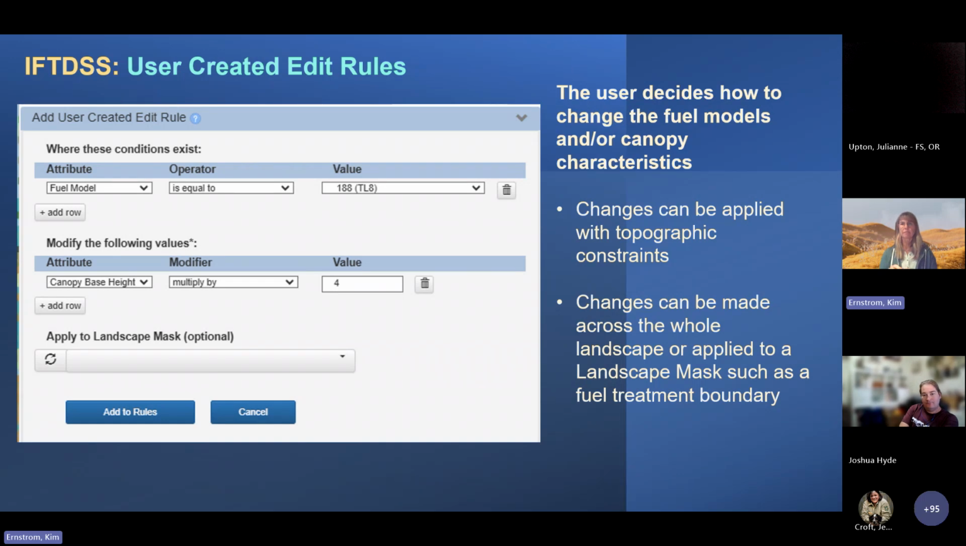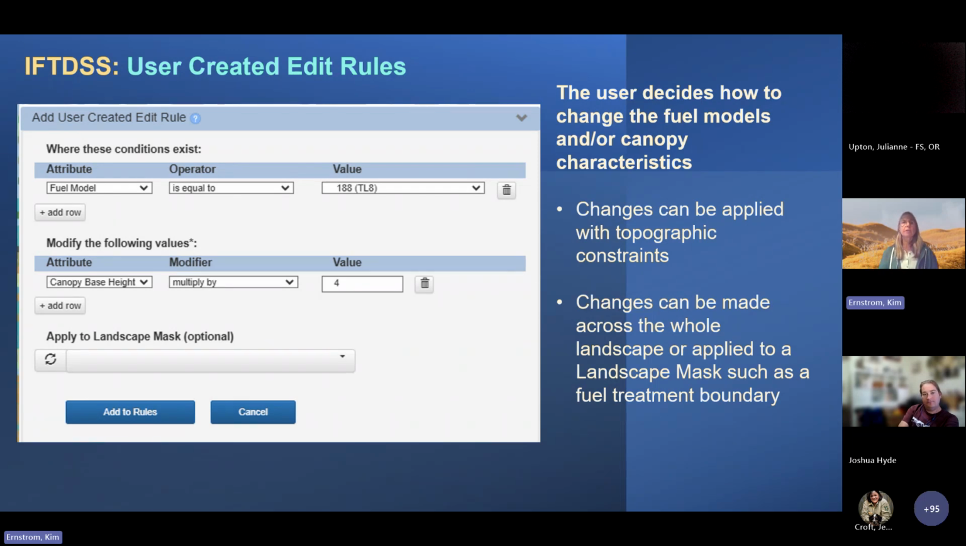Okay, and this is what I kind of want to focus on. So the question we get a lot is, okay, that's great. You want me to use these user created rules, but I don't know how. How do I build a rule to reflect a fuels treatment?